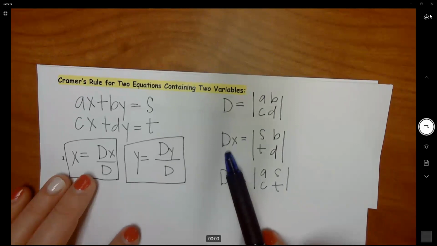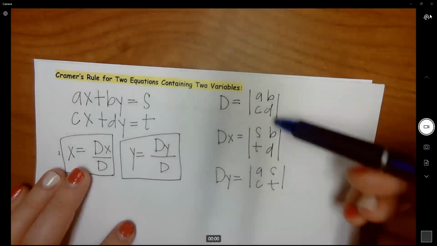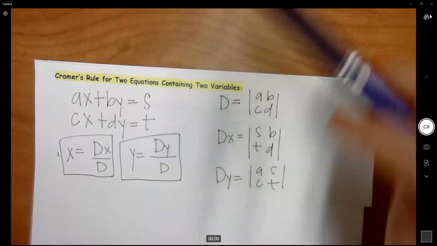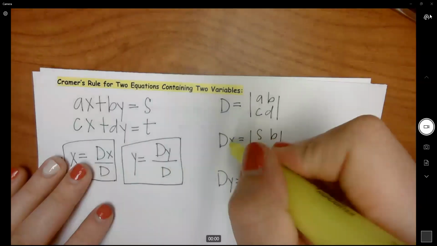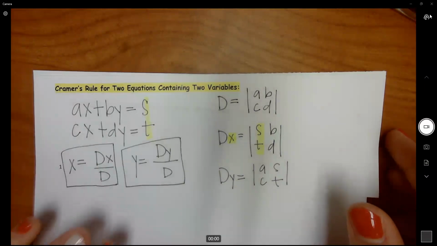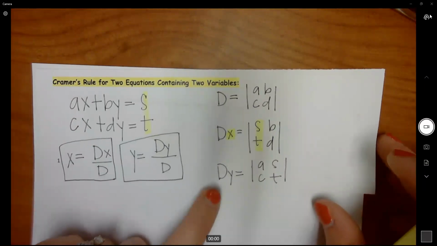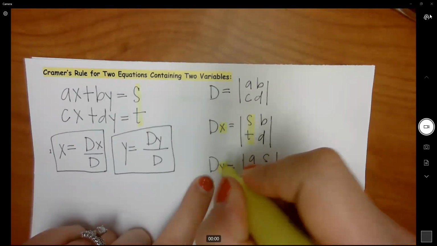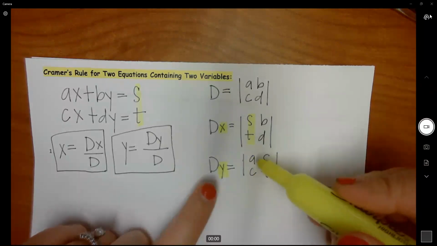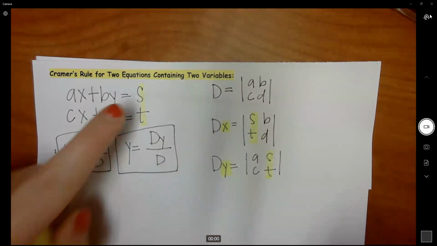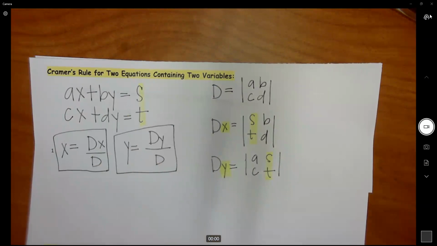Then D sub x still has the y column b, d, but now it replaces that x column with what the equations equal over here. So for D sub x, we take the x column and we replace it with whatever values our equations equal. And then same thing for D sub y. When it is D sub y, my x column stays the same, but my y column now gets replaced with what is on the right of the equals.